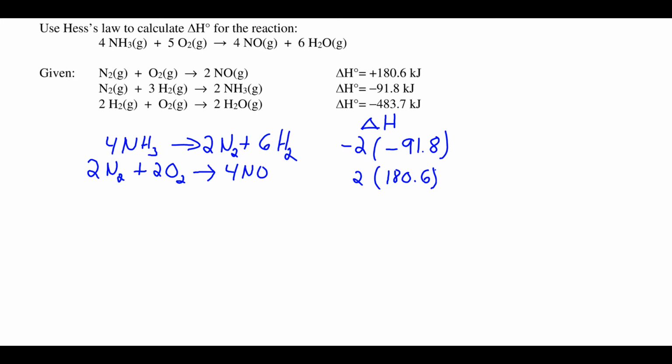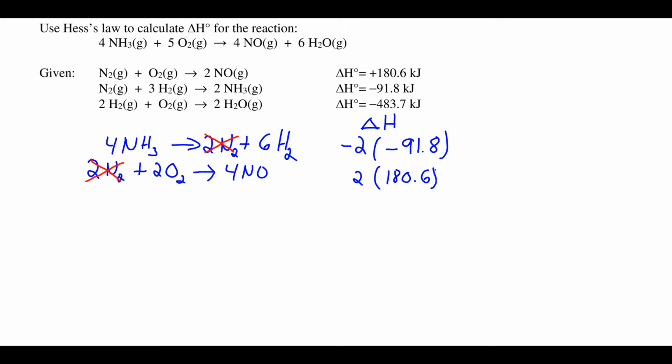Okay, so we have our second equation here, and we've multiplied the delta H of the equation here by 2. And looking at things, we can see that N2 is going to cancel out already, which is good because it does not appear in this target equation.